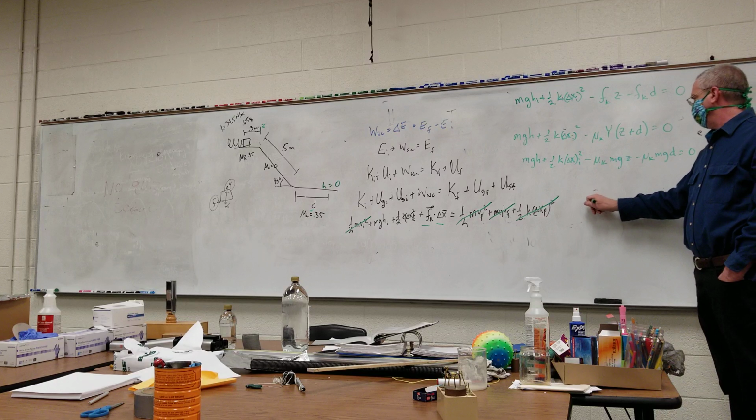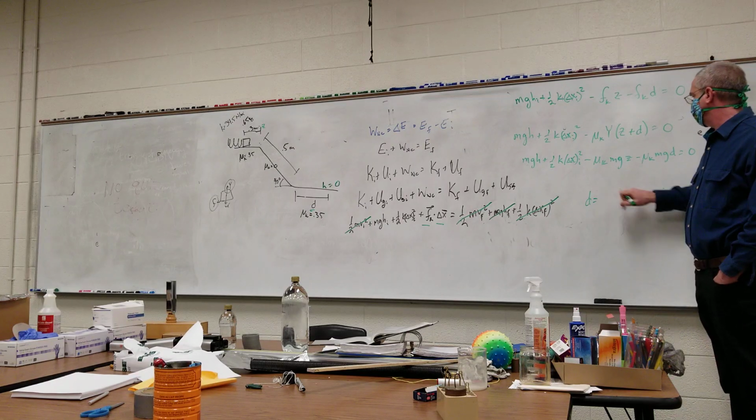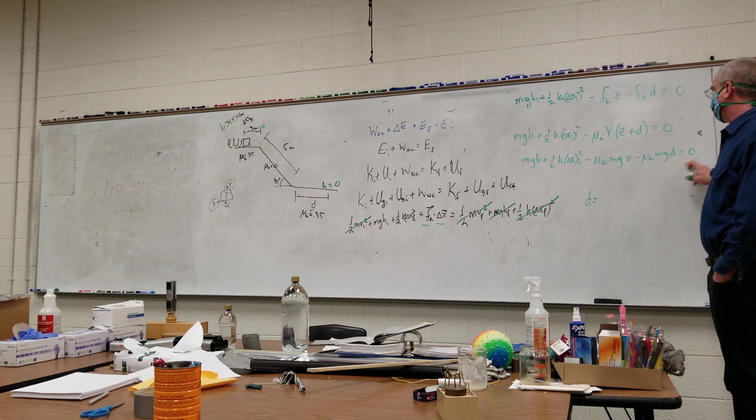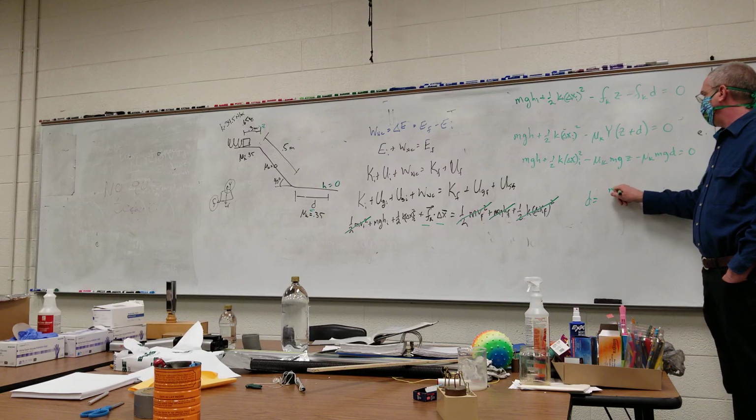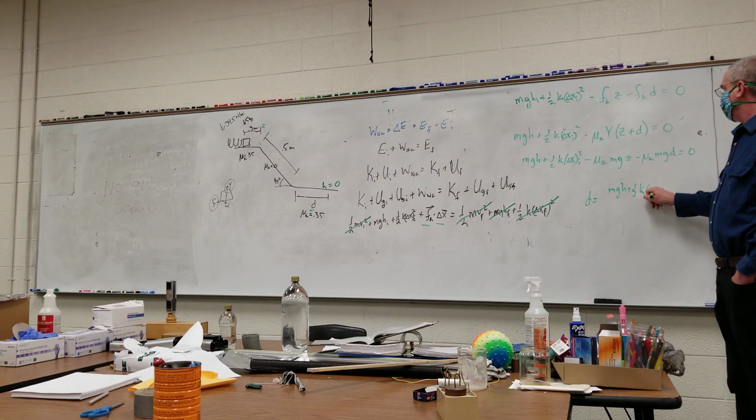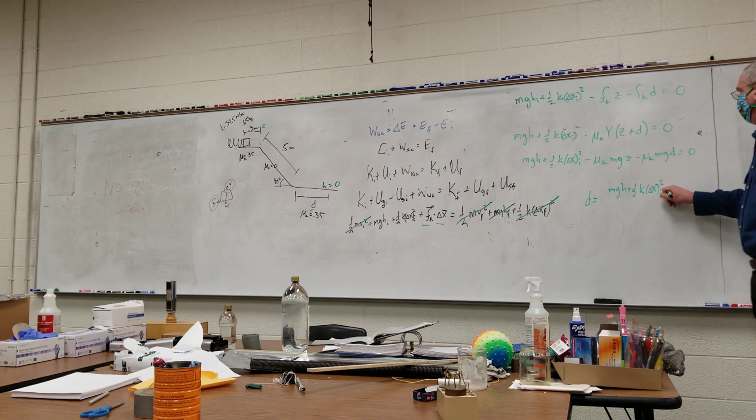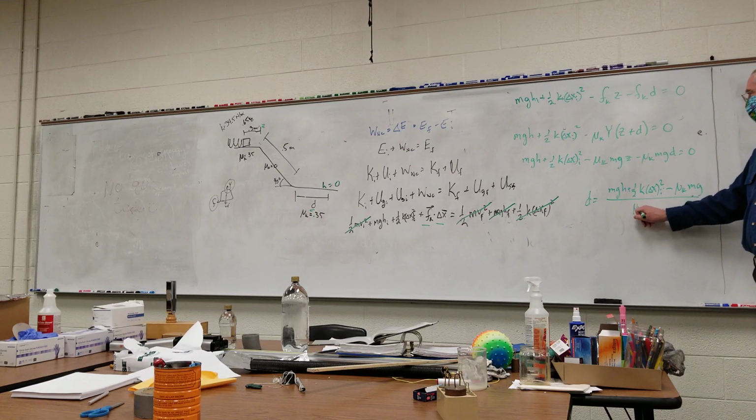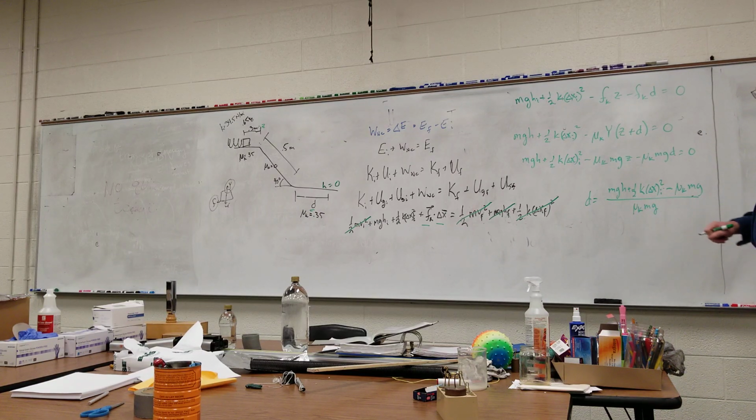I think the textbook then goes ahead and does the equation here. So if we bring that over and divide, we get mgh plus 1/2 k delta x initial squared minus mu k m g Z, divided by mu k m g. See? Any other mistakes?